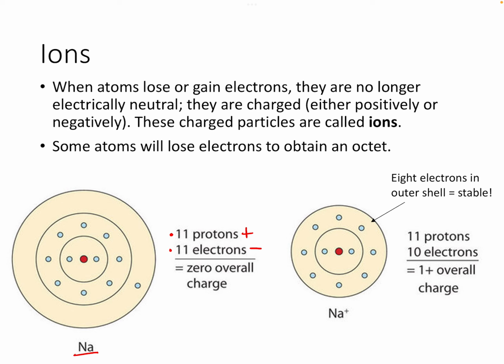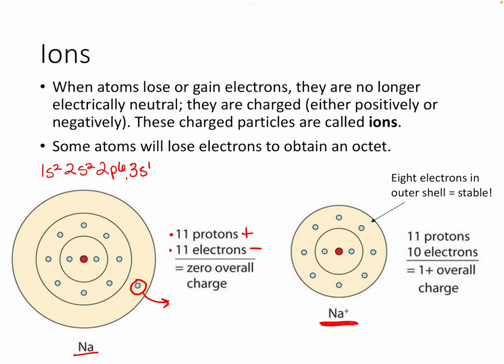However, if sodium gives up its one valence electron, then it's actually going to have 8 valence electrons. That's shown over here on the right. Remember, sodium's electron configuration is 1s2, 2s2, 2p6, 3s1.